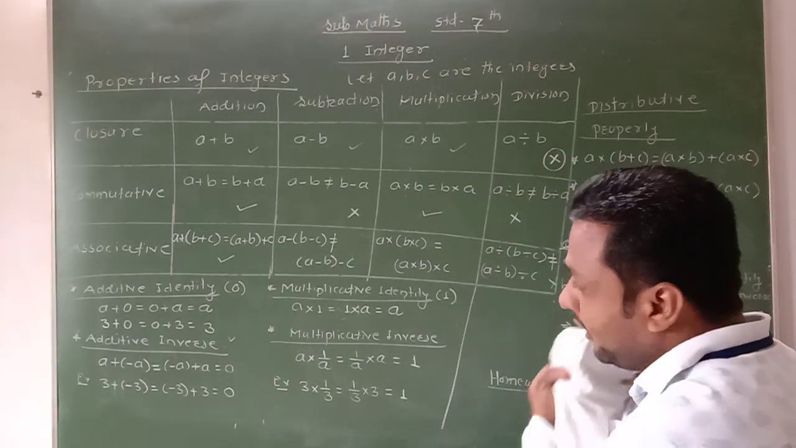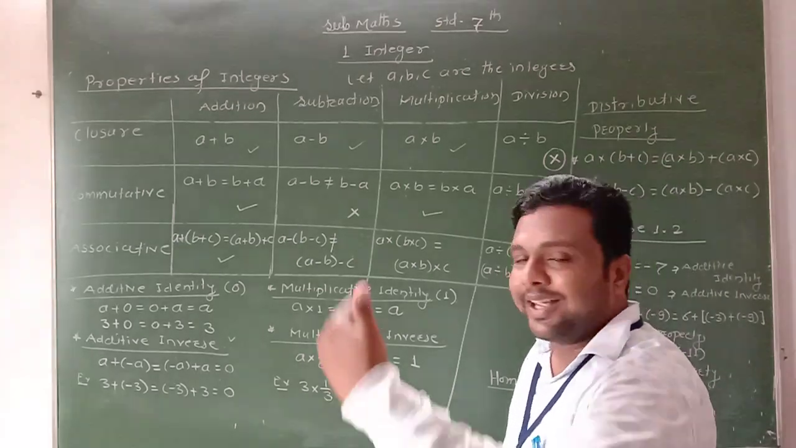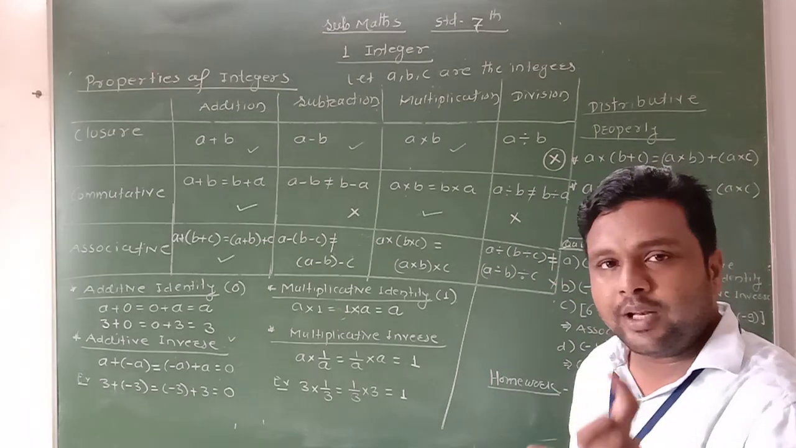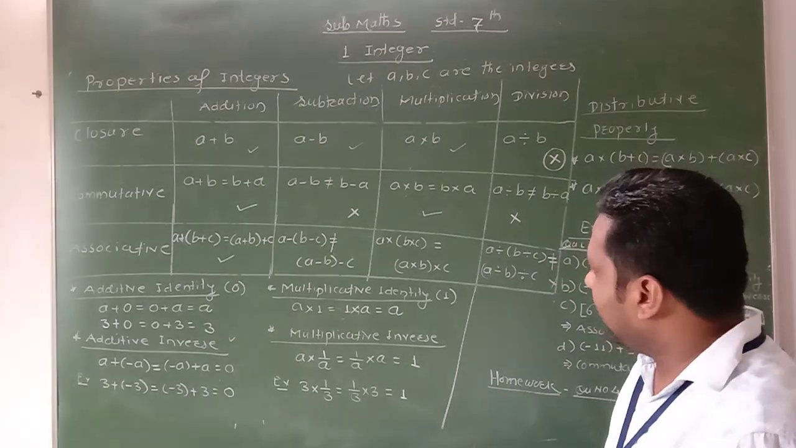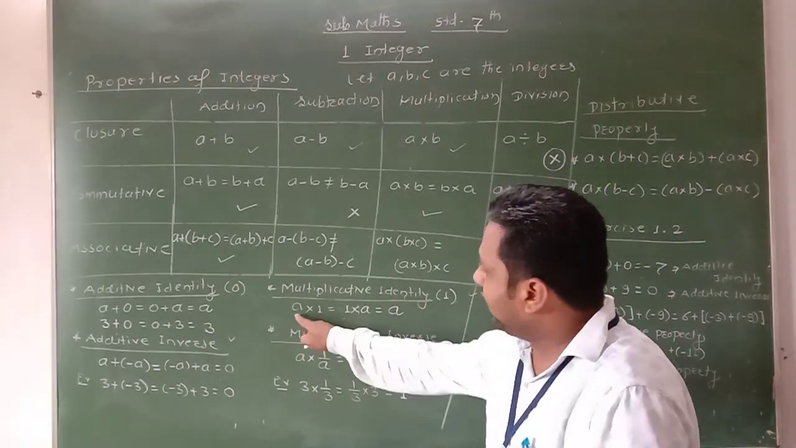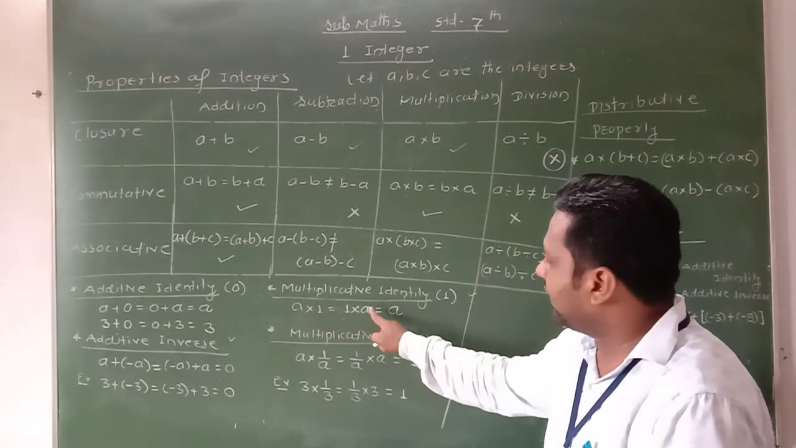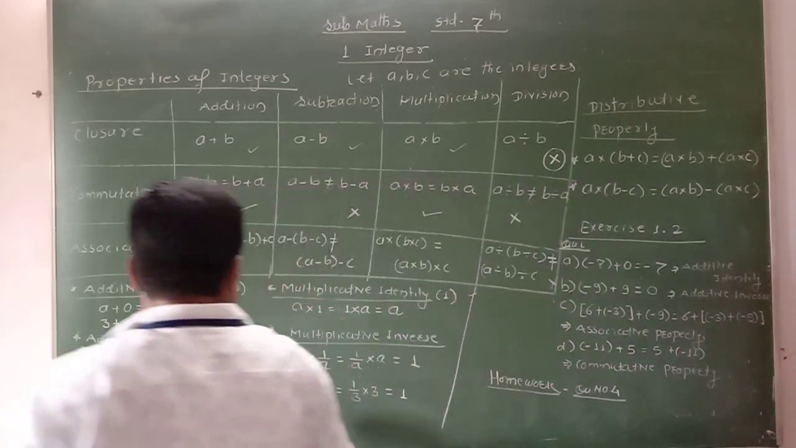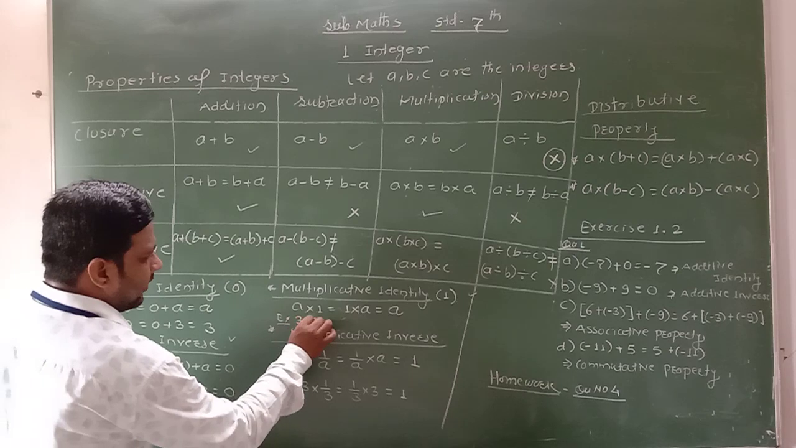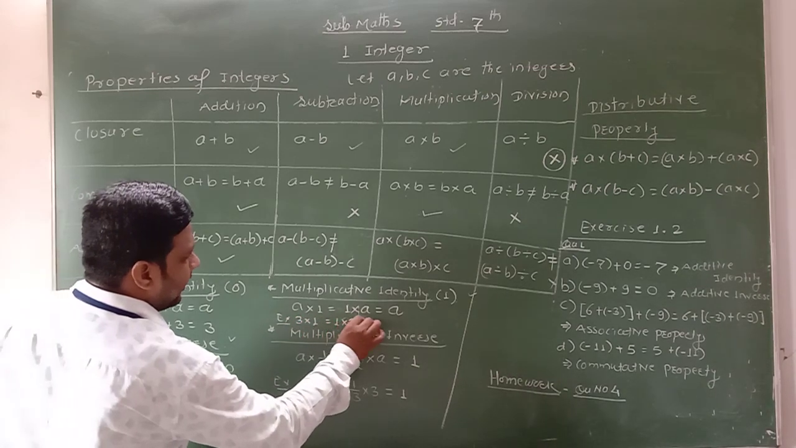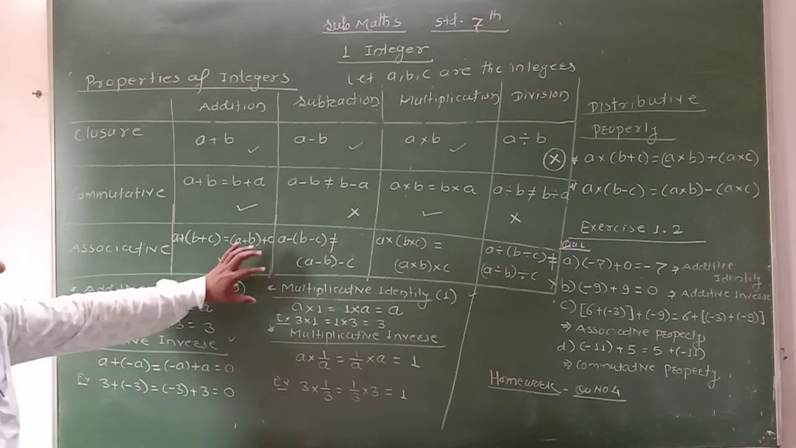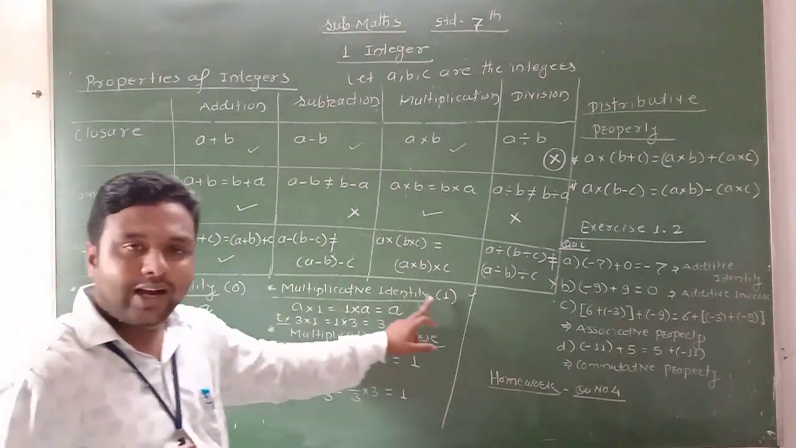Now what is multiplicative identity? If you multiply any integer by 1, then you will get the same number or same integer. Therefore 1 is called a multiplicative identity. a into 1 is equal to 1 into a, this is equal to a. If you take any example, 3 into 1 or 1 into 3, then we get the answer 3, the same integer, by multiplying with 1. Therefore 1 is called a multiplicative identity.